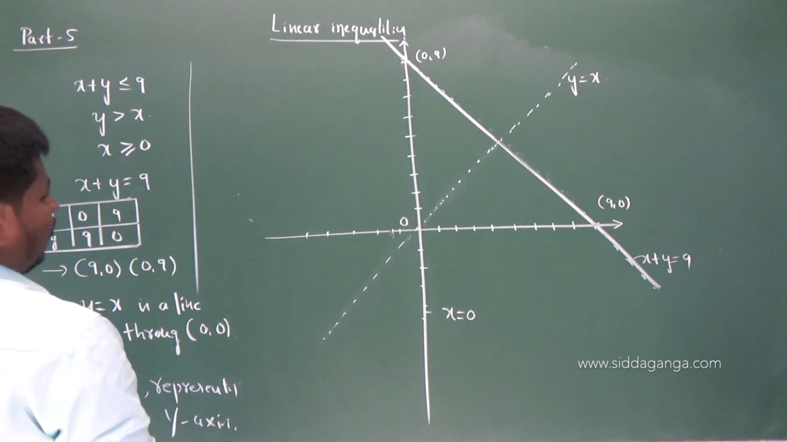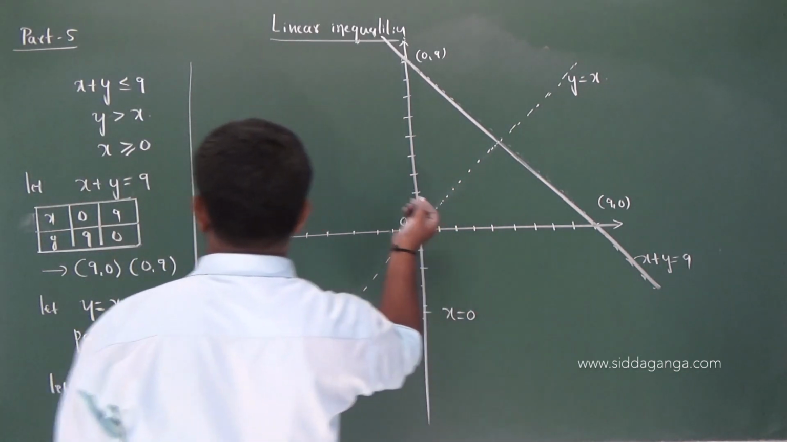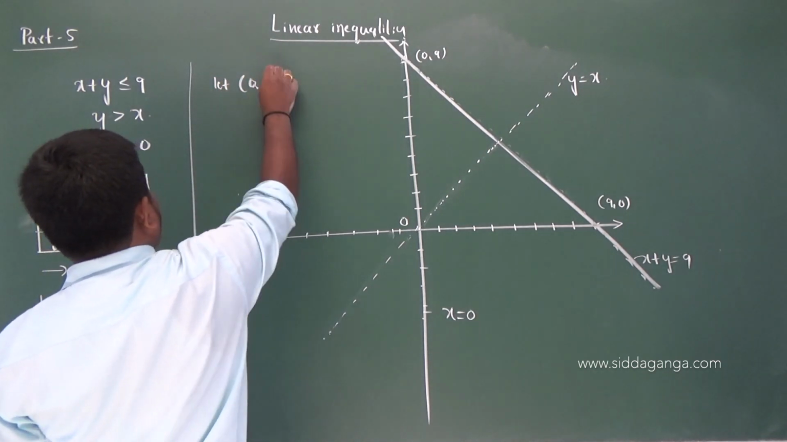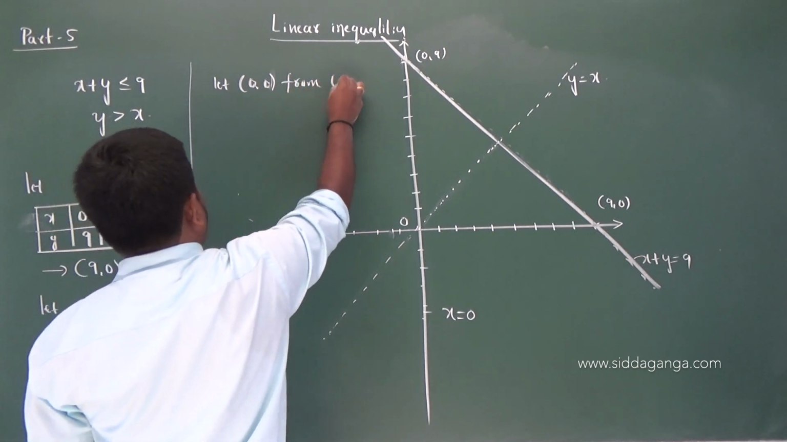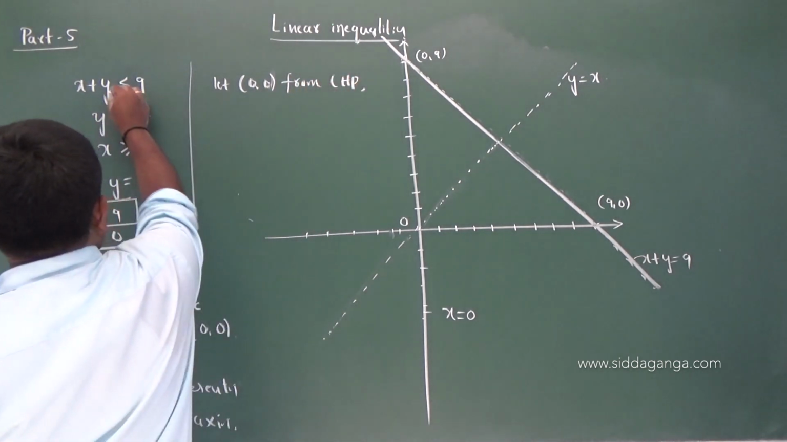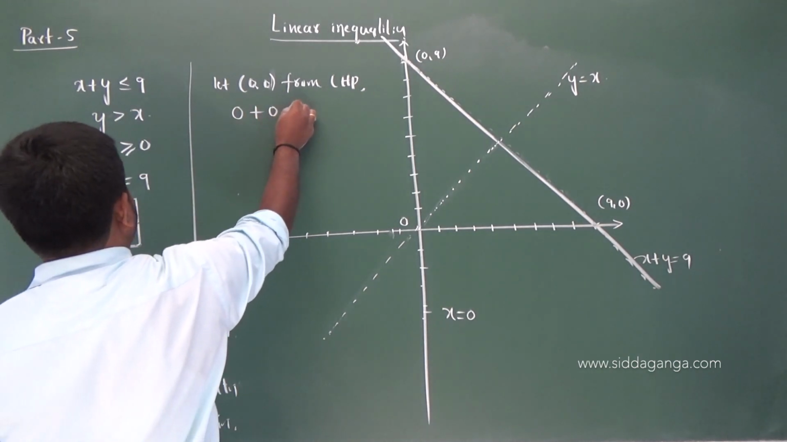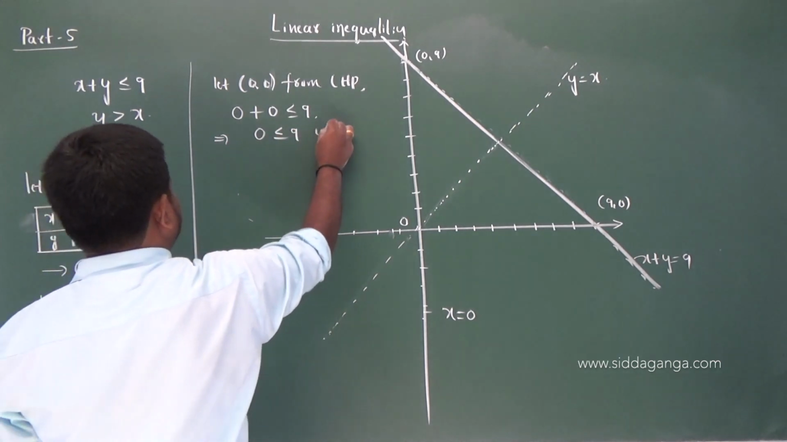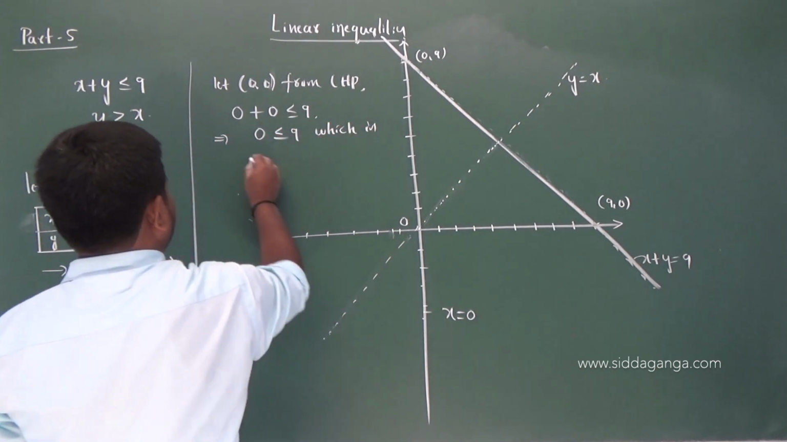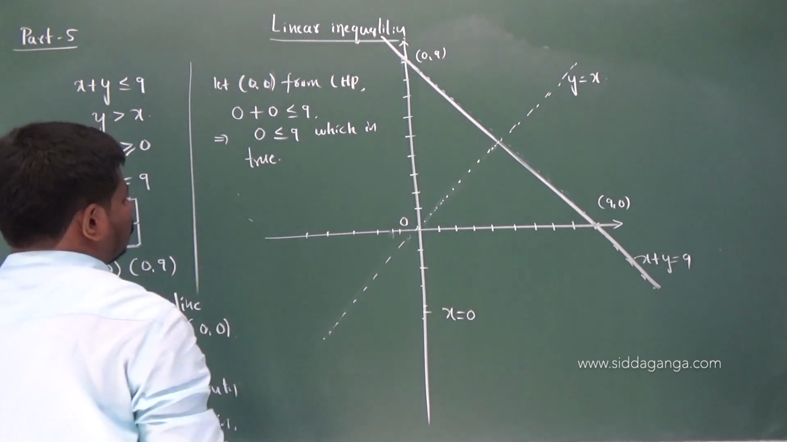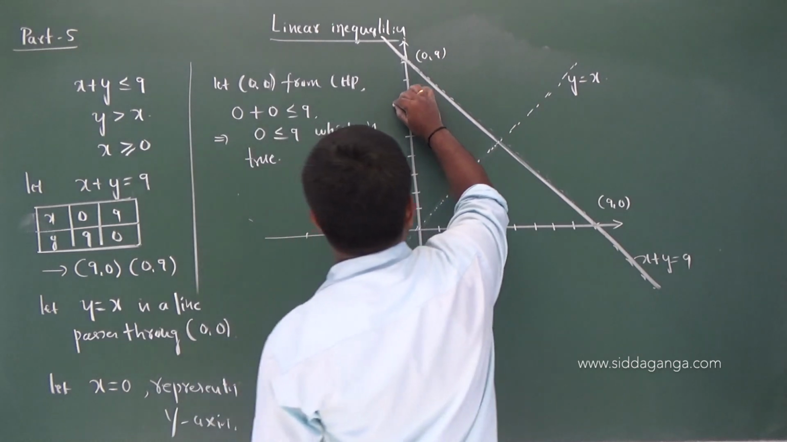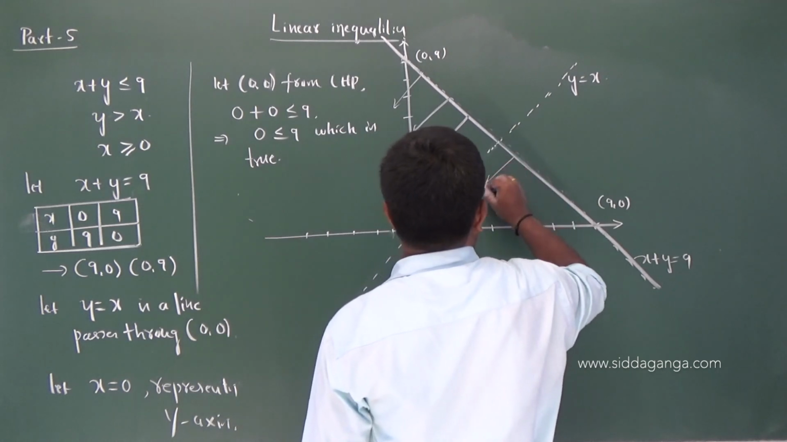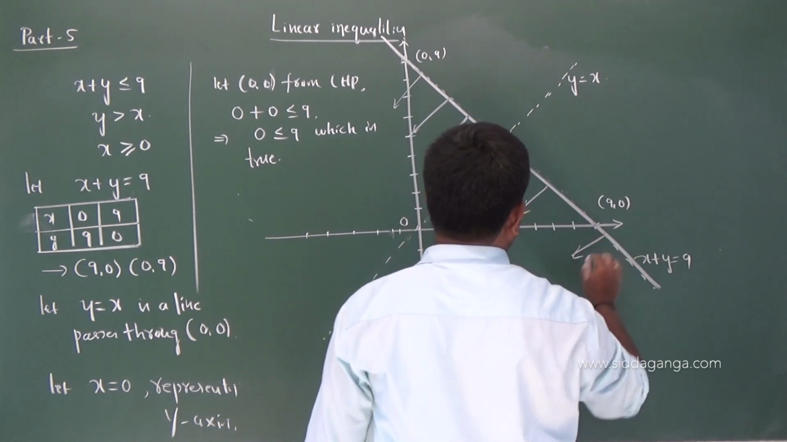First one, yes, for this line 0, 0 comes in the lower half plane. Let us take 0, 0 from the lower half plane. Substitute in this inequality: 0 plus 0 less than or equal to 9. This gives 0 less than or equal to 9, which is true. Hence the solution region is this lower half plane. The lower half plane becomes the solution region.